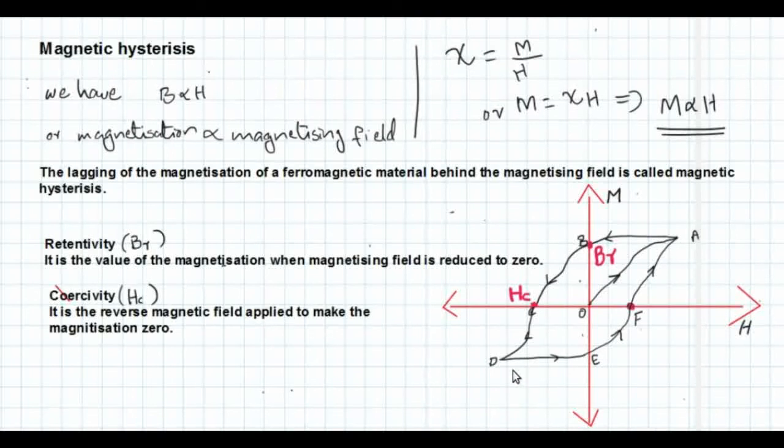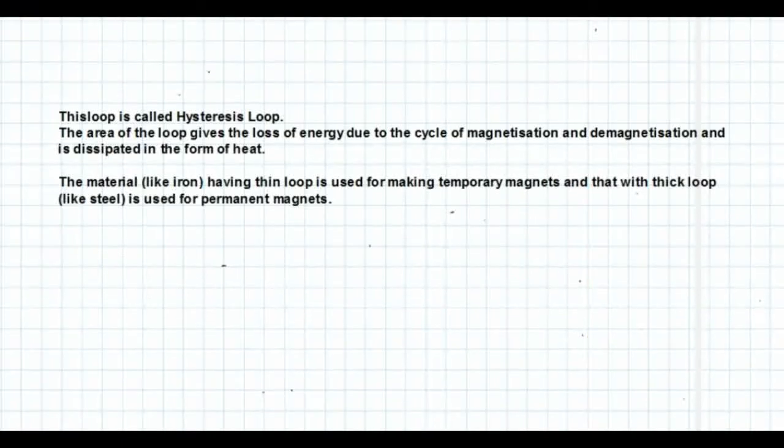The area of this hysteresis curve, or hysteresis loop, represents wastage of energy, or energy loss in the form of heat. The more the area, the more the wastage; the smaller the area, the smaller the wastage. So this loop is called the hysteresis loop. The area of the loop gives the loss of energy due to the cycle of magnetization and demagnetization, and is dissipated in the form of heat. Normally we take it as a wastage of energy.